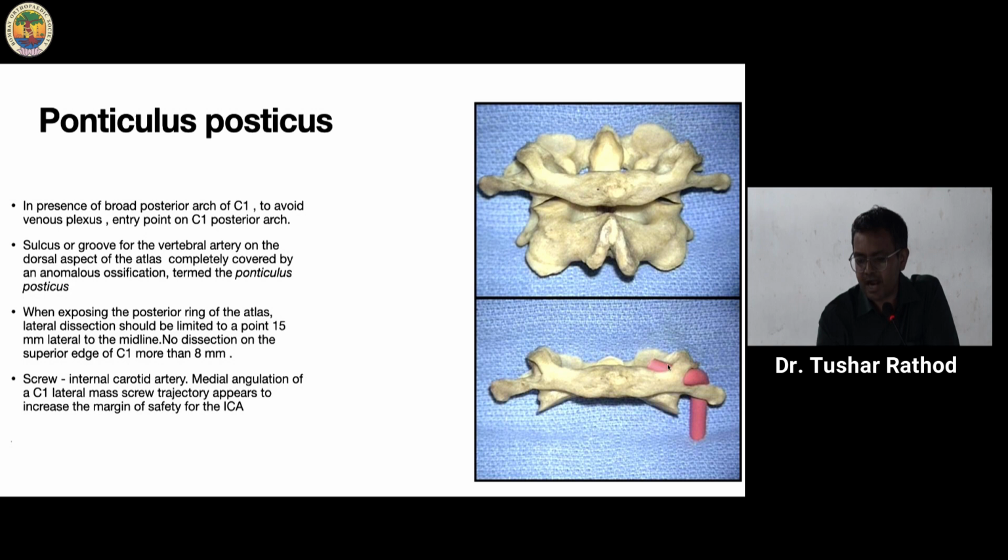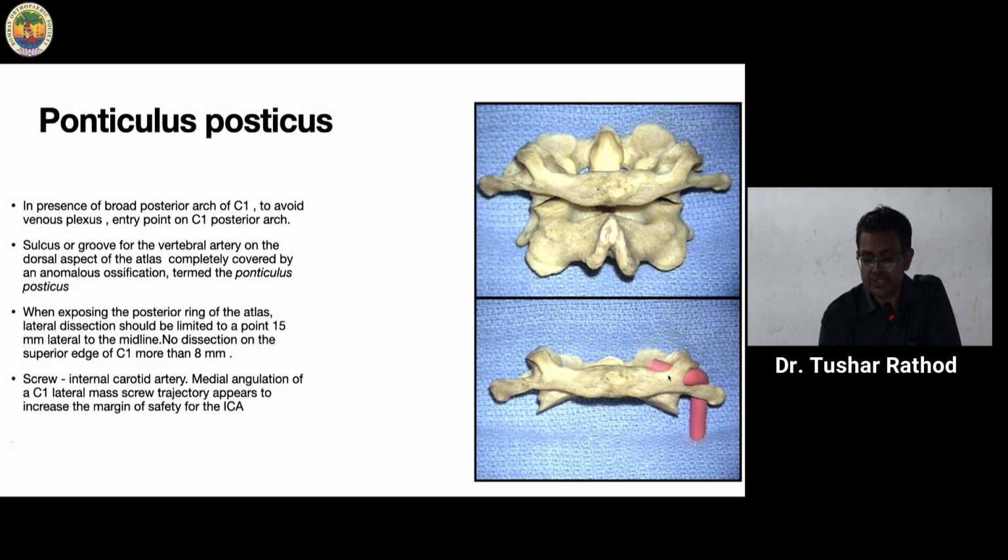Normally the vertebral artery lies on a C1 arch, and if there is a calcification of this bony formation, the artery is covered in a bony tunnel, and a lot of people want to avoid the venous plexus which is between the C1 and C2, and they take an entry on the C1 arch. And if you are ignorant about this particular anomaly, you will directly enter the vertebral artery and can cause a disastrous injury.